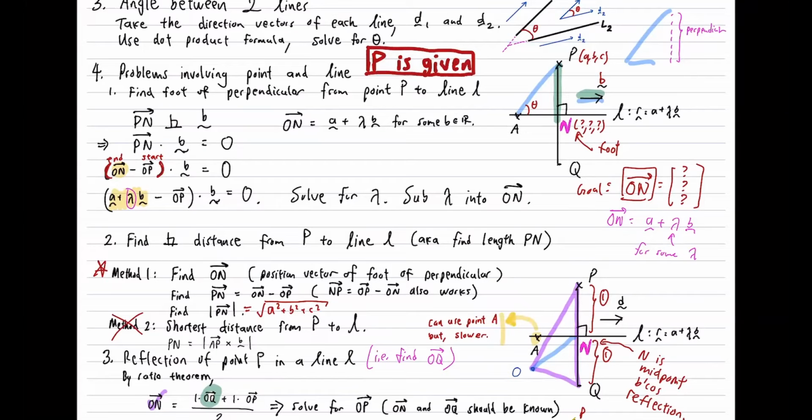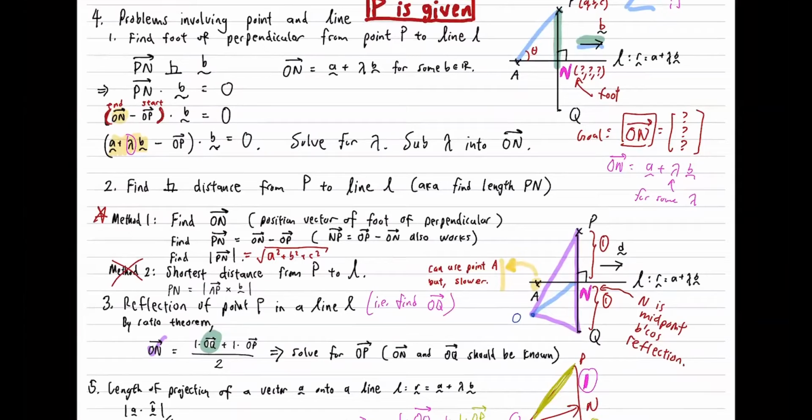Oh, okay. The coordinates. P is given. So that means that we also know P. So I put a tick here. Tick OP. We know ON. We know OP. There's only one unknown variable, OQ. Can we solve for OQ? Okay, yeah, good. So we can solve for OQ.